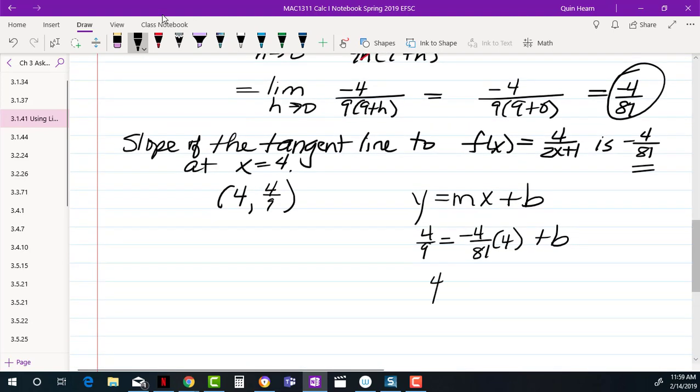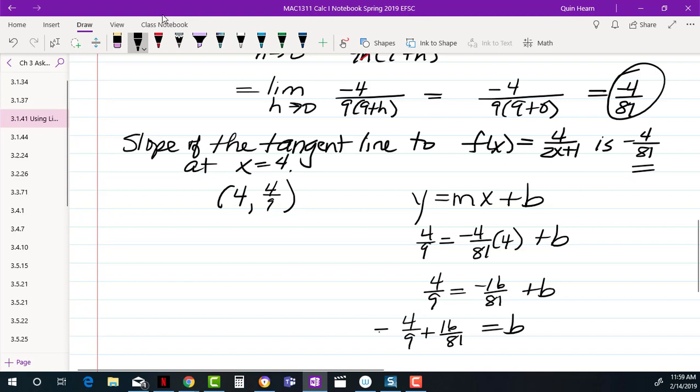So we have 4/9 equals negative 16 over 81 plus b. Adding 16 over 81, 4/9 plus 16 over 81 equals b. This 4/9 is the same as 36 over 81, which we're adding to 16 over 81. So b is actually equal to 52 over 81. And let's see, does that reduce? No, I don't think so.